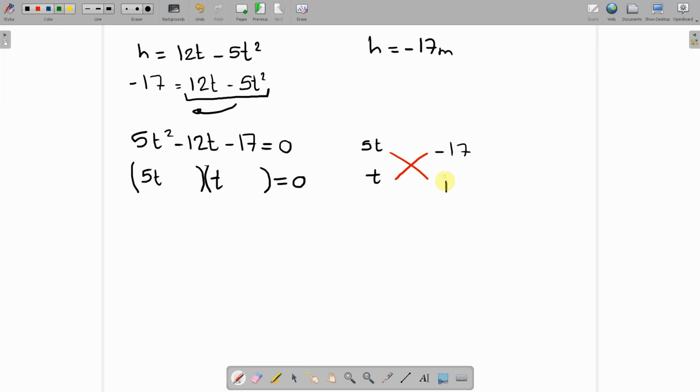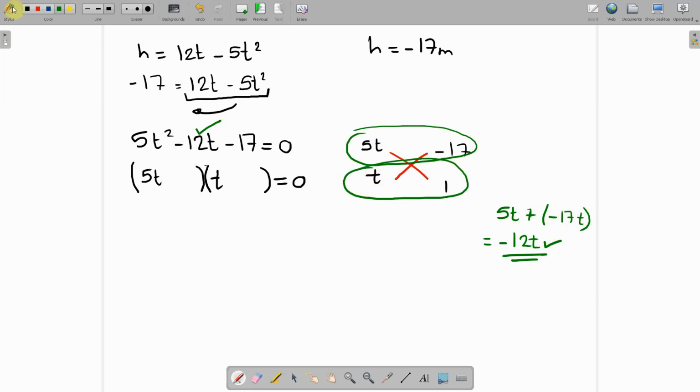Now, to check the calculation is done properly, you cross multiply and add them together. So 5t times 1 is 5t, plus t times minus 17 is going to be negative 17t. If I add the two together, I get minus 12t. That is the same as that. So that is your first bracket, and that is your second bracket. So if we fill the values in, that's going to be 5t minus 17 and t plus 1.